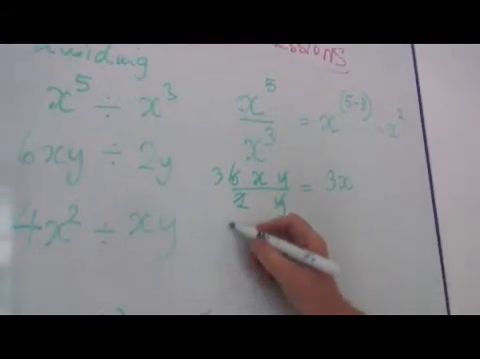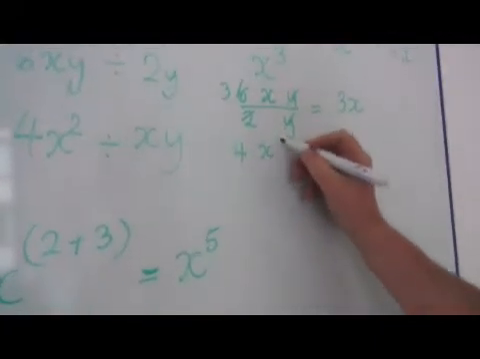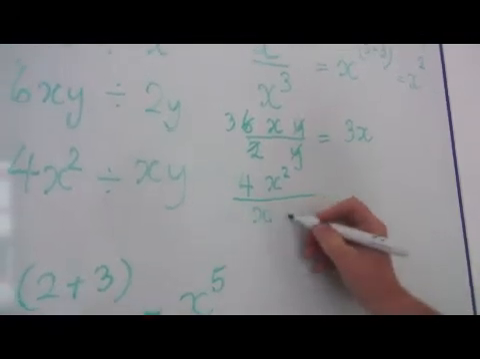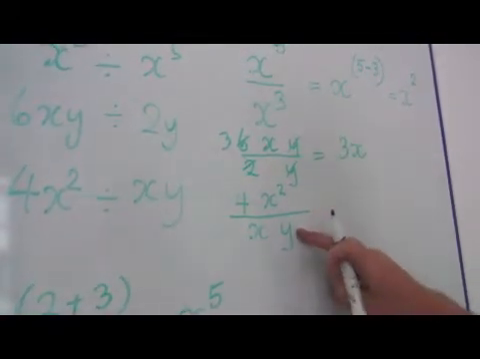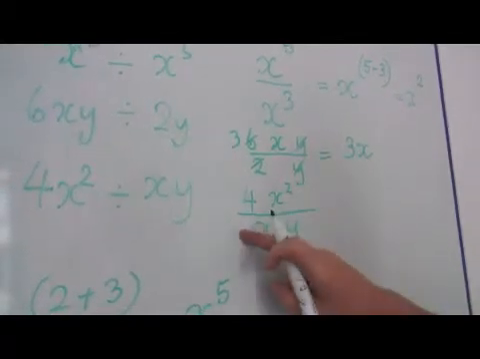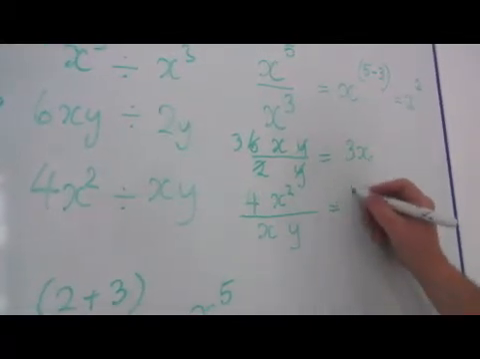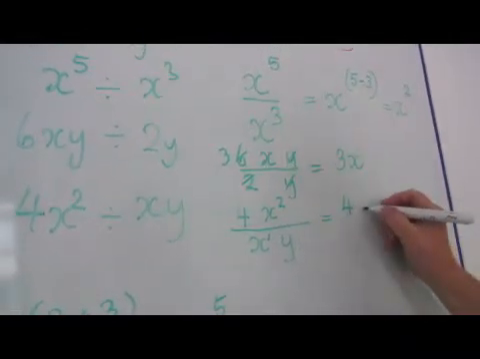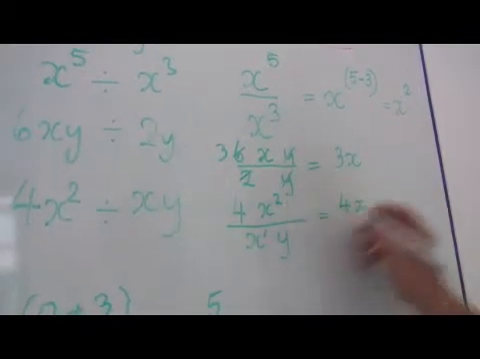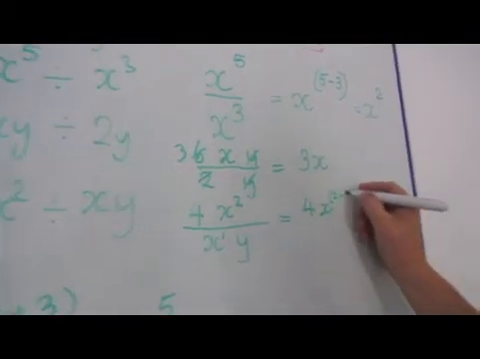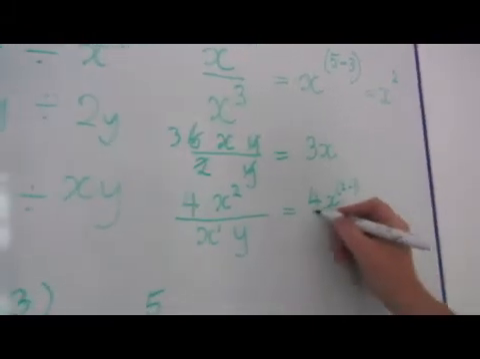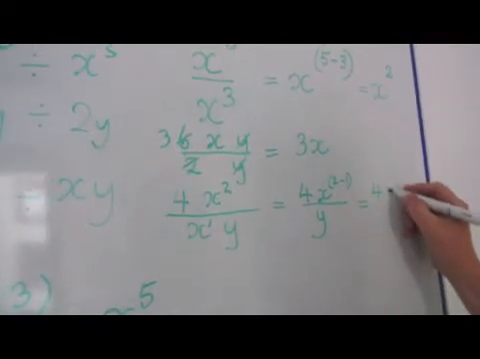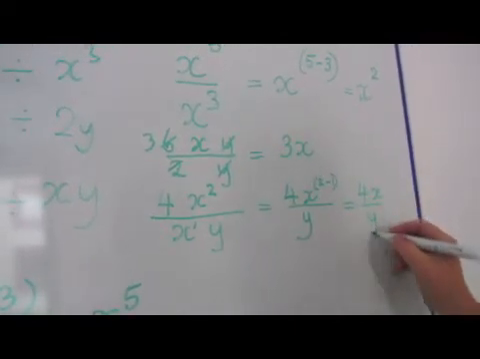With 4x squared, I've got 4x squared. And then on the bottom, I've got x times y. So the y stays because there's no y on the top. There's no numbers on the bottom. The 4 stays. So we get 4. Now I've got x squared on the top and x to the 1. So this will be just x because it's x to the 2 minus 1. And then on the bottom, I've got y. And that equals 4x over y.